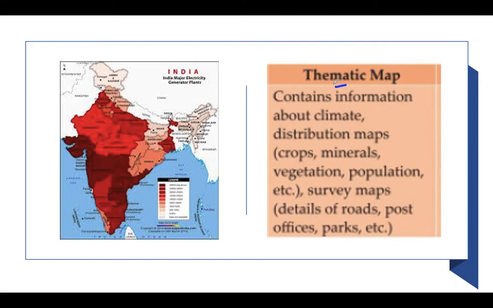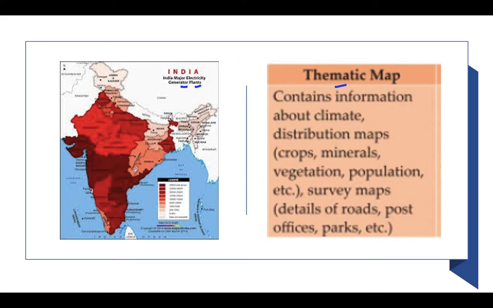Next one is the thematic map. In this map you can see that it shows the major electricity generating plants. Here you can see the parts of India where the electricity generation is good, or where the generators are not provided so much.